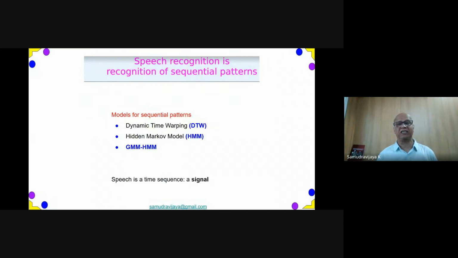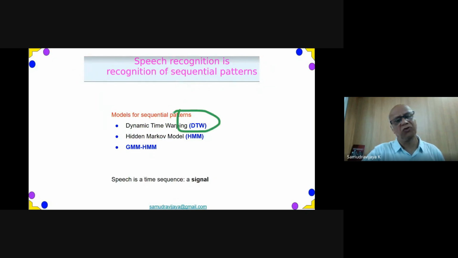They are speaking sentences. A sentence is a sequence of words, and a word is a sequence of phonemes. Therefore, what we are interested in here is recognition of sequential patterns.